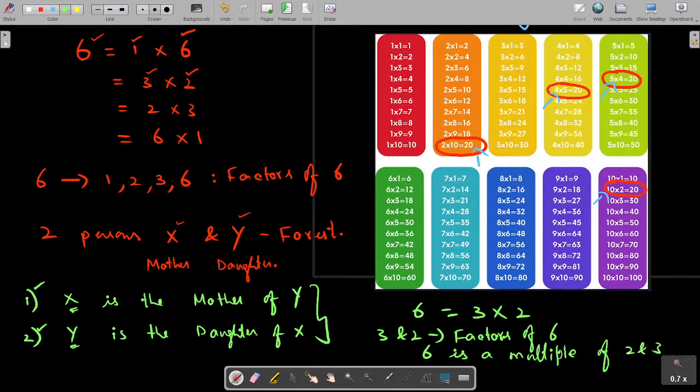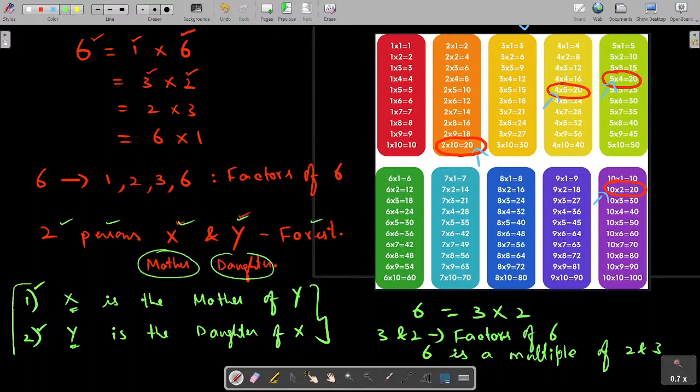Able to get my point? Do you understand this cutie story? What is this cutie story? Once upon a time, there lived two persons, X and Y, in a forest. X is the mother and Y is the daughter.